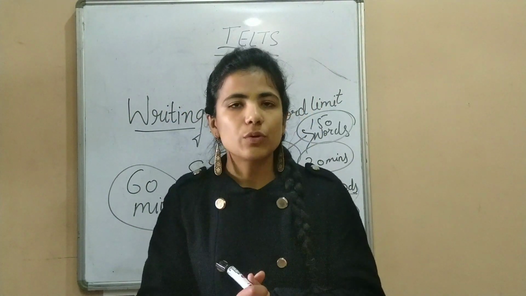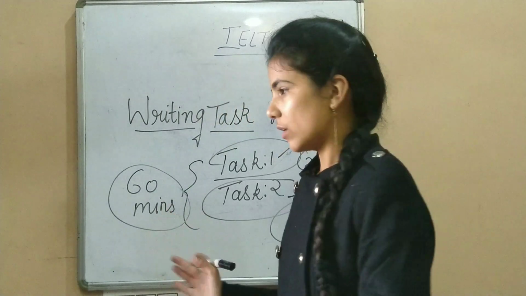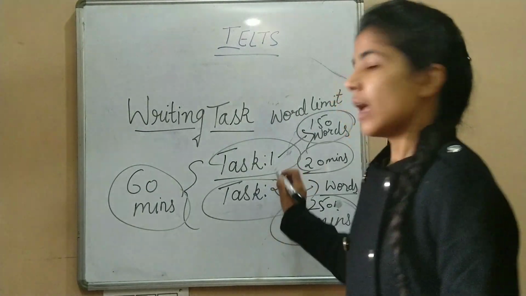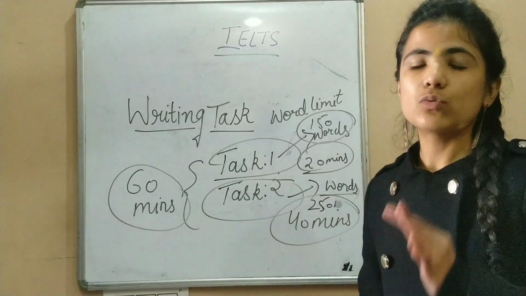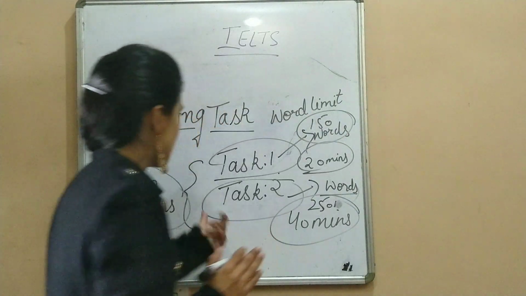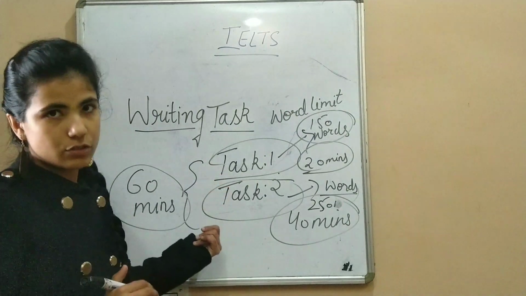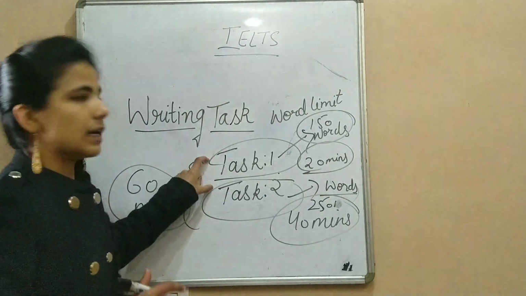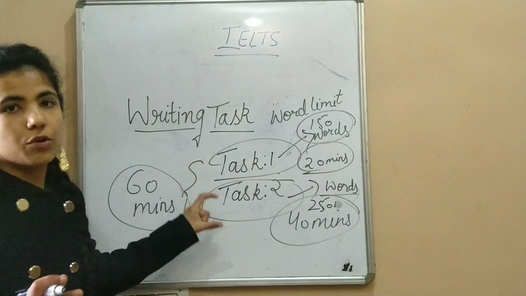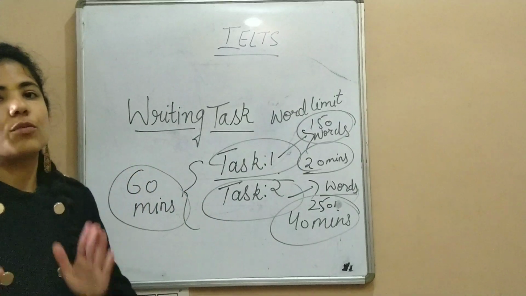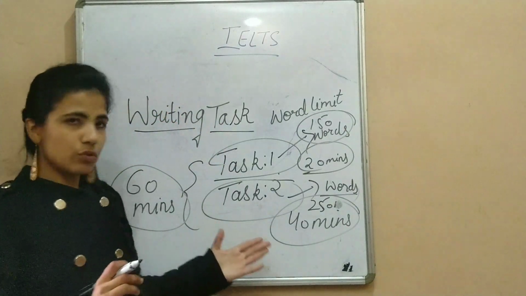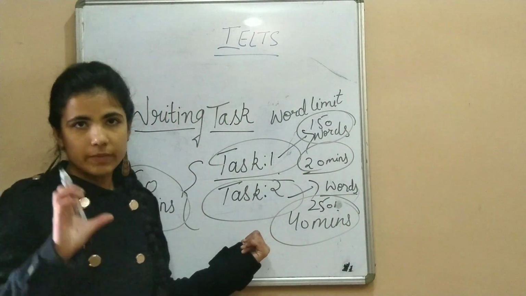Alright, I hope this is clear to you. What next I need to explain you here in writing task is that task 1 and task 2 both need to be presented in the form of paragraphs. What you need to frame is paragraphs in task 1 as well as task 2. The first para would be an introductory paragraph. Second para would be the main body, and the third para would be the conclusion of what you draw from the information being shared.